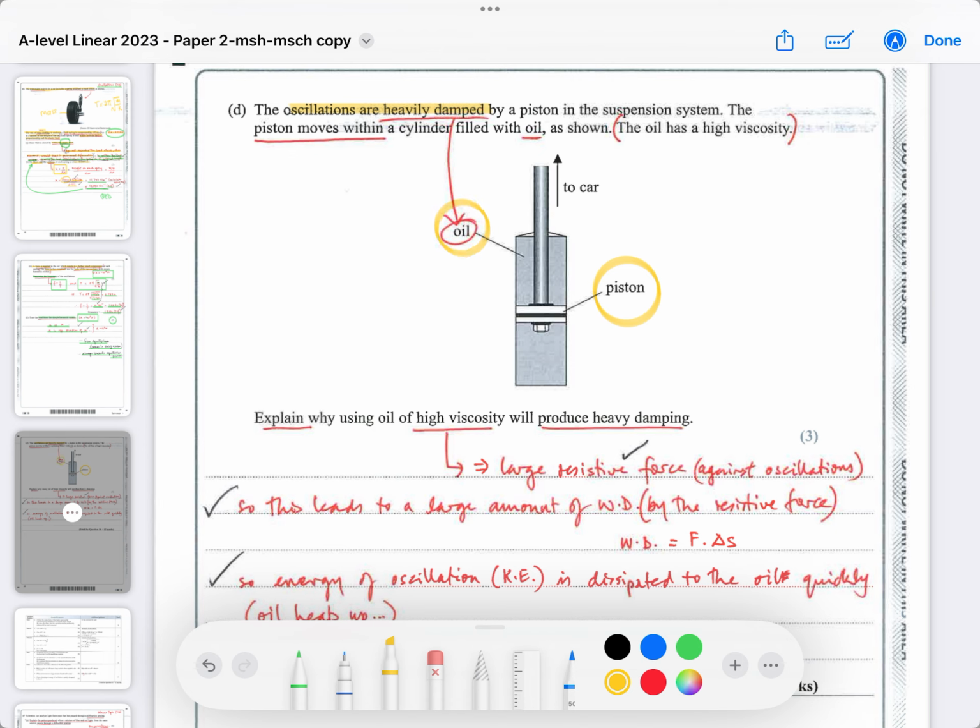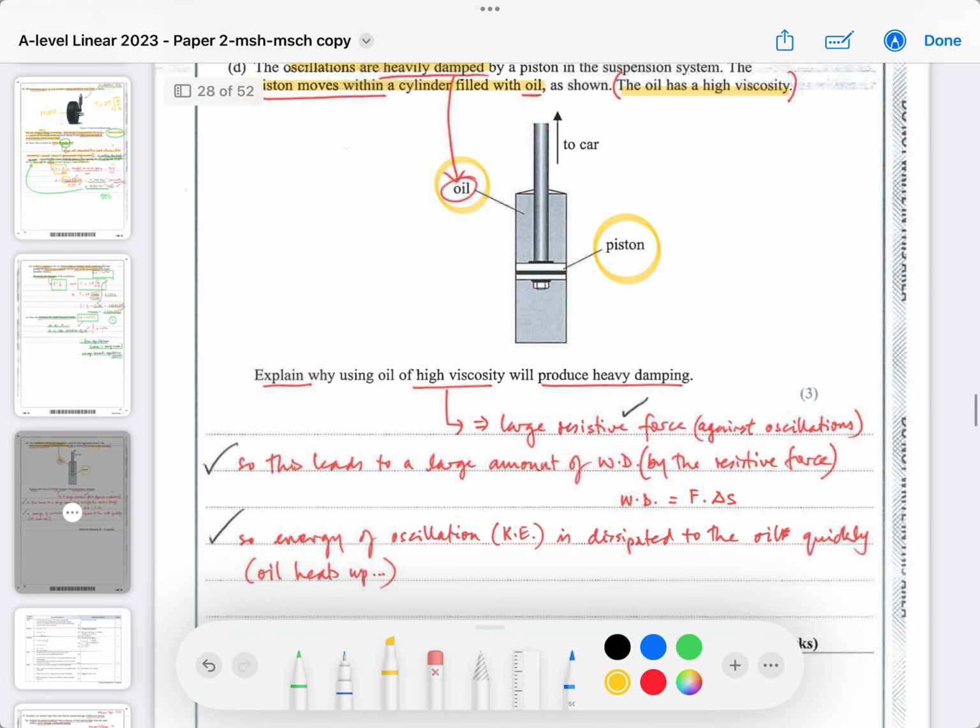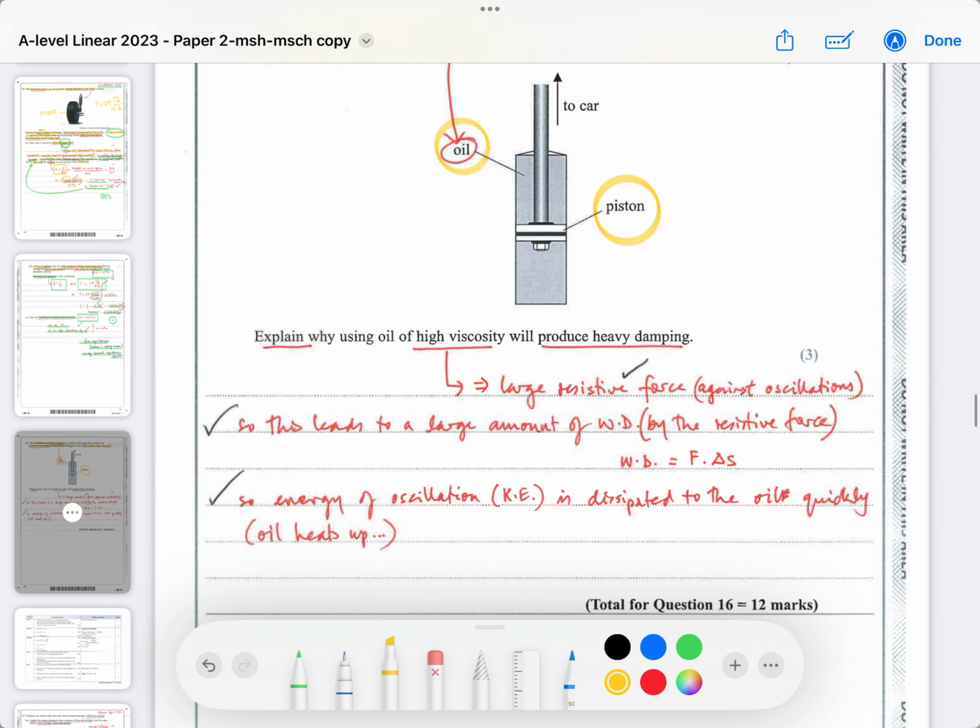The piston moves within a cylinder with oil as shown, and the oil has its viscosity, and the viscosity is high, so high viscosity will mean heavy damping, light viscosity will mean light damping. So for example, honey has higher viscosity than water. Okay, so they'll use a viscous fluid.